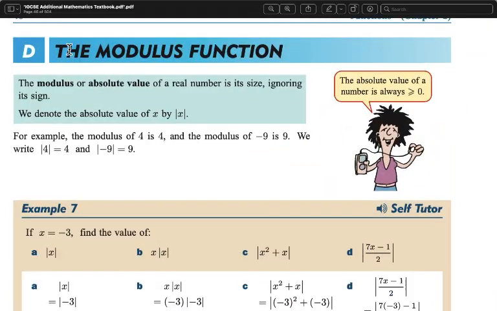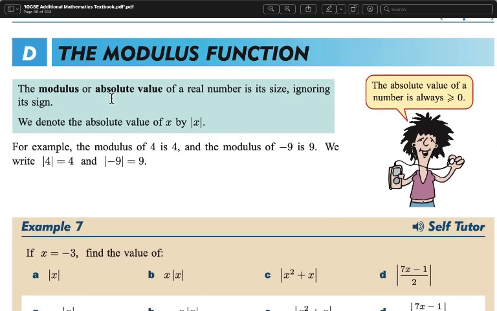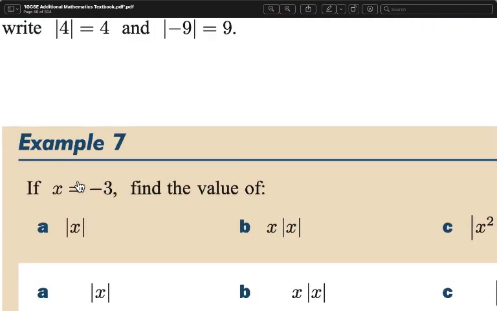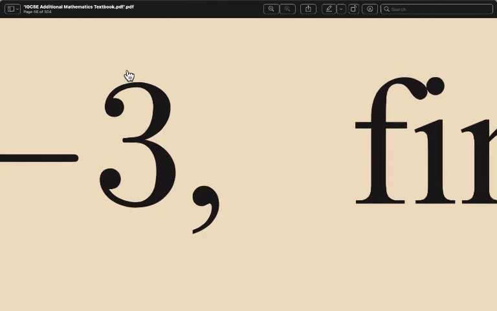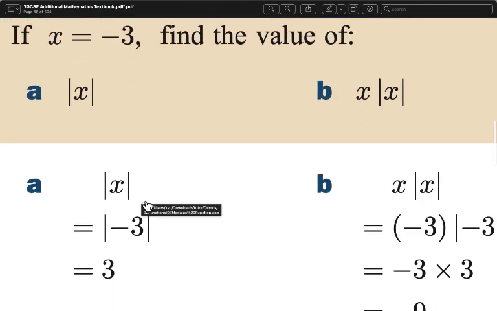So now we look at the modulus function. The modulus is basically the absolute value of the function, which means that you only recognize the real number and ignore its positive or negative sign. So, for instance, when x is given as -3, when you put the modulus on it, you ignore the sign in front and only recognize the real number. So the modulus of x in this case will be equal to 3.